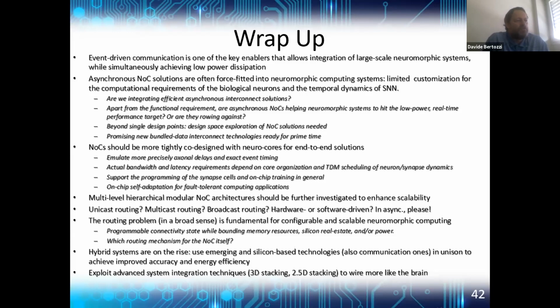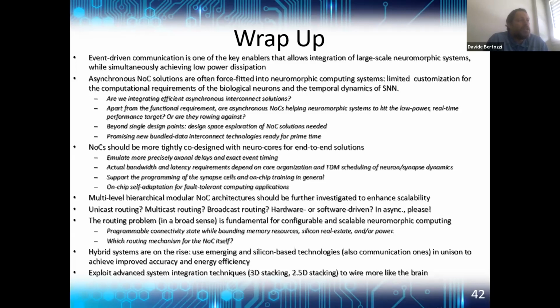Another trend that I envision for the future is a tighter co-design of the network on chip with neurocores for end-to-end solutions. We should be able to emulate more precise axonal delays and exact event timing. And also the exact bandwidth and latency requirements depend on the core organization, on the degree of time division multiplexing which is implemented in neurocores. We need to support the programming through the NoC of synapse cells and to support the on-chip training from the ground up.